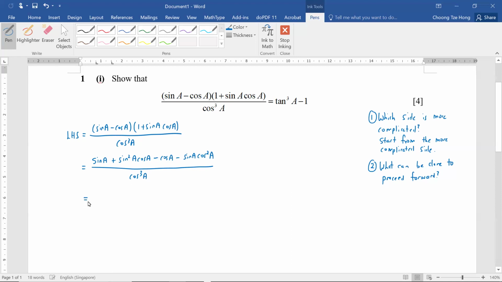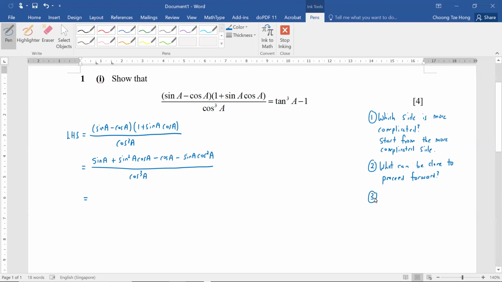At this point, it's still not really very apparent what can happen after this or how it is going to become more and more simplified, right? But at least now you see that you have a sine square A and a cosine square A. So the moment you see sine square, cosine square, secant square A, cotangent square A, tangent square A, you should be able to start thinking about the identities.